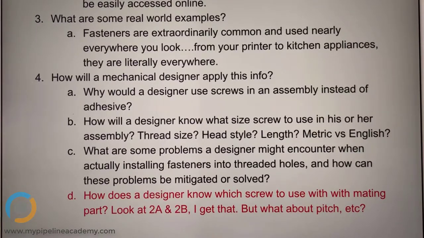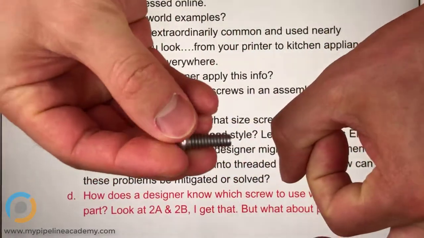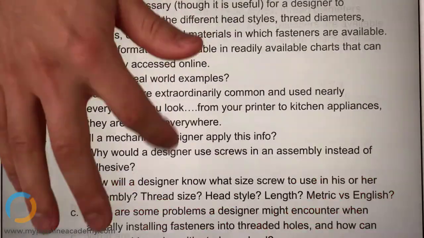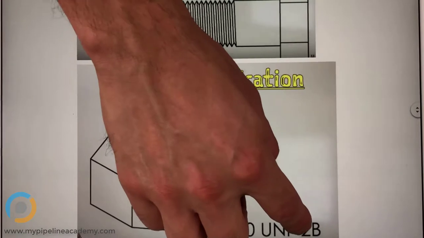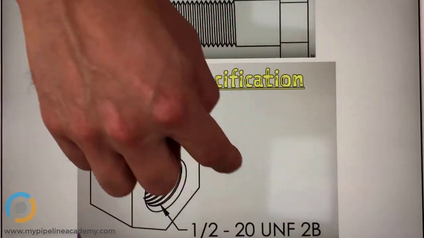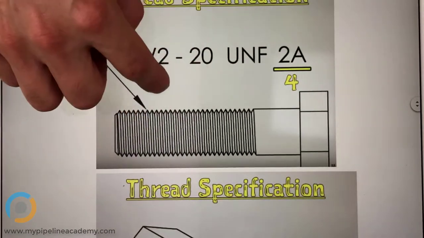And then the second part of the question is, how do we match the screw with which nut? I remember from looking at the nomenclature that the last part, the 2A or 2B, indicates internal or external thread.